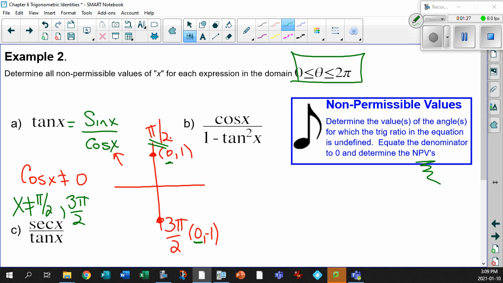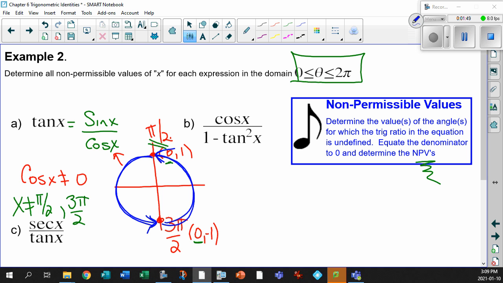But let's look at the obvious here, folks. If I was going to do a general formula that says these are all the non-permissible values over infinite values, you have to realize that this is only a difference of pi. One pi rotation going this way, or a pi rotation this way gives you back to the same point.